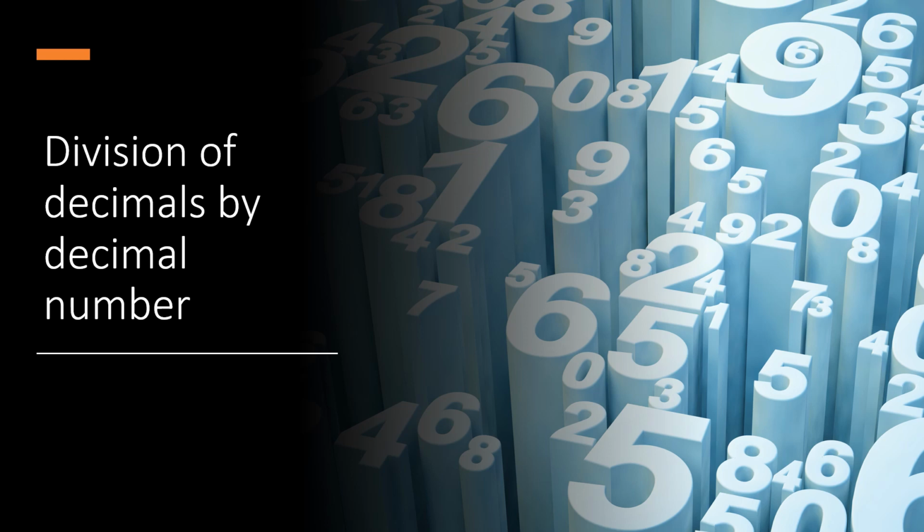Today's topic is division of decimals by decimal number. So let us divide 32.4 by 0.6, and both are decimal numbers. At first we will write it in the form of a fraction, 32.4 by 0.6. Now what we will do when we divide by a decimal number? We will remove the decimal point.